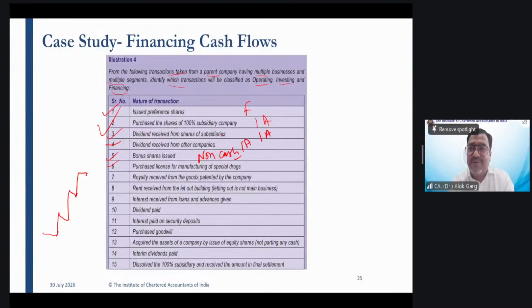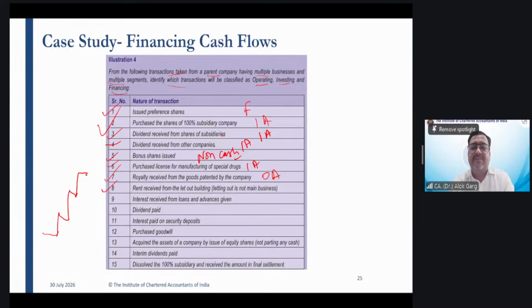Purchase of a license, an intangible asset purchased, is an investing activity. Royalty receipt from the goods patented by the company: the company has patented some goods and has received a royalty. Royalty received from the goods patented by the company is an operating activity.